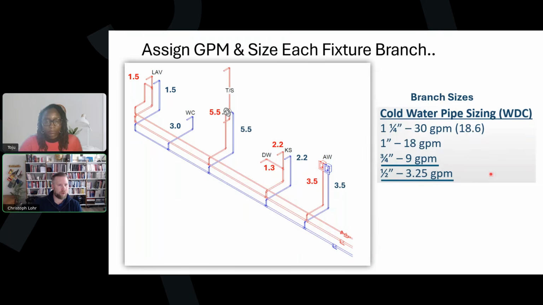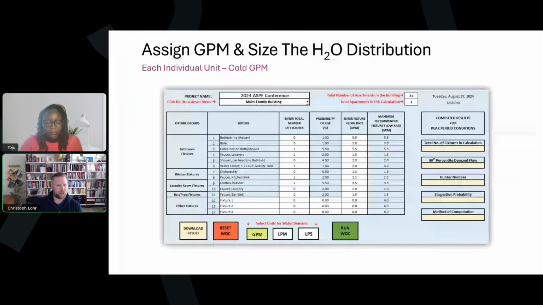And then what we're going to look at is the branch sizes. Keep in mind we're probably going to be looking at a few branch sizes here, probably 3/4 or 1/2 inch, more likely than not. So let's do the next steps in our calculator for this one unit. First off, you're going to enter the total number of apartments in the building. That's still important. That's still 21. Even though we're only doing one apartment in this building, we still have to have the 21 apartments. Then you're going to have the total number of apartments in this calculation, so in this case, we're going to have the 1 there.